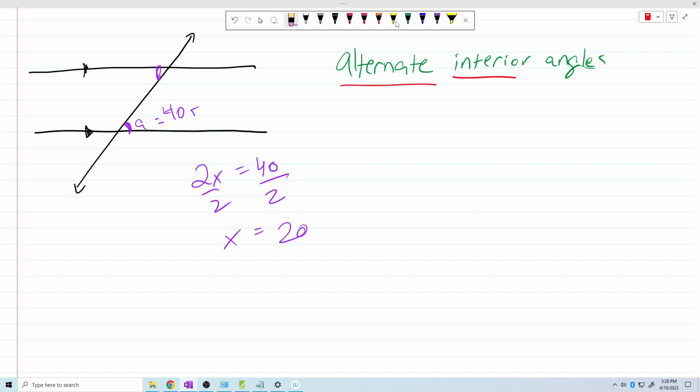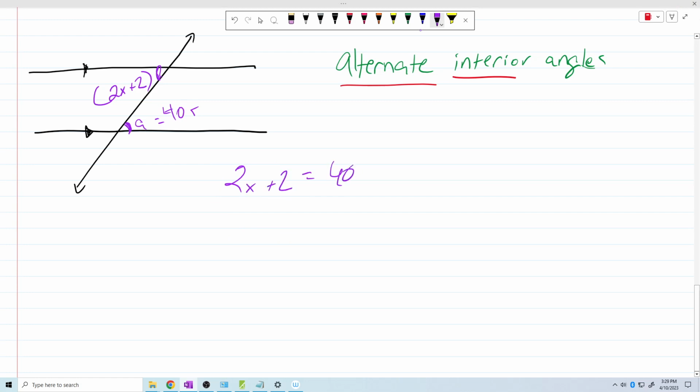You may get something a little bit more complicated, just like with the vertical angles, you may get something just slightly more complicated where instead of just 2x, maybe it's 2x plus 2, right? So you'll set up your equation. You will set up your equation, 2x plus 2 equals 40. Solve for x, minus 2, minus 2, 2x equals 38.